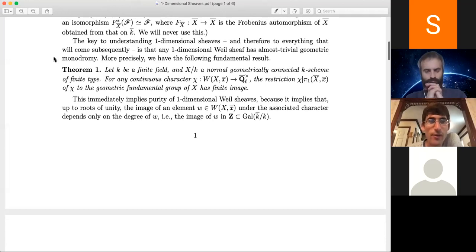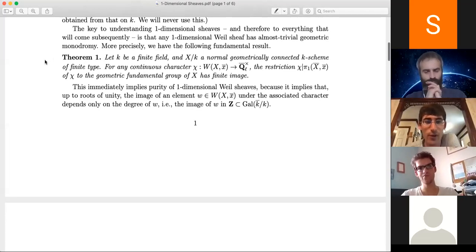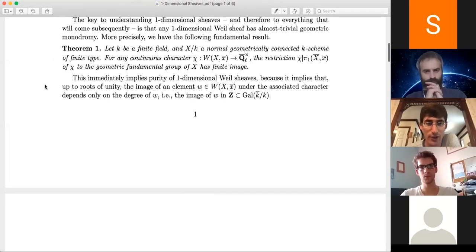Okay, so now the key to understanding one-dimensional sheaves, which is to say characters of the Weil group, and therefore it sort of underlies everything that will come later, is that any one-dimensional Weil sheaf basically has, not quite, but almost has trivial geometric monodromy. Okay, so we have the following result, which is really the main result of this lecture. I guess you'd say two main results, but this really is, I would say, the main result.